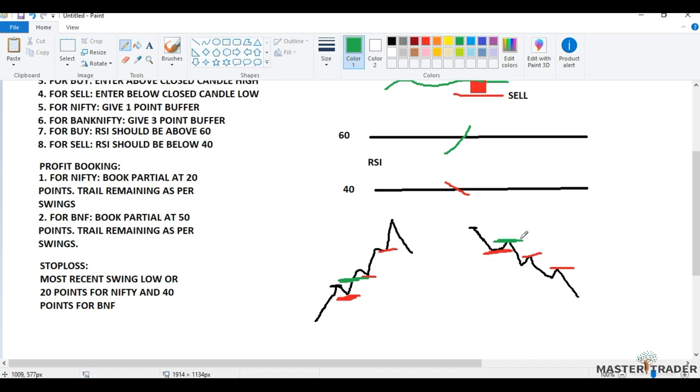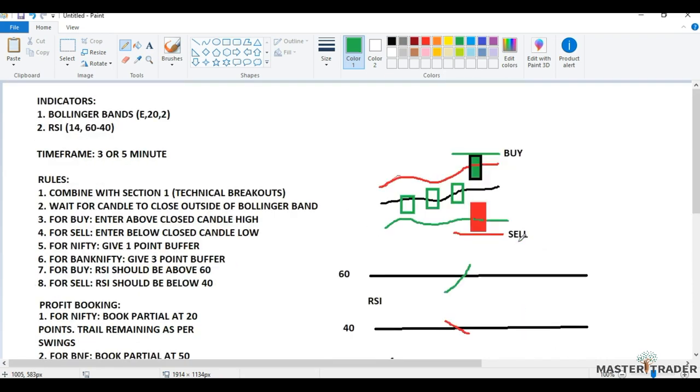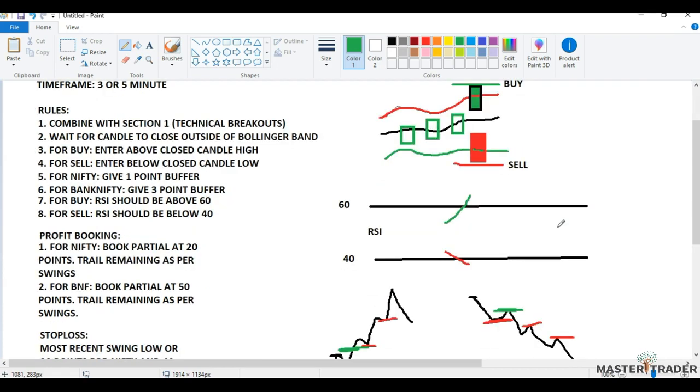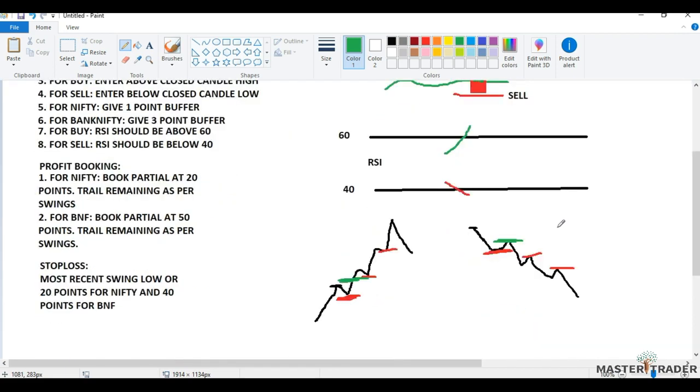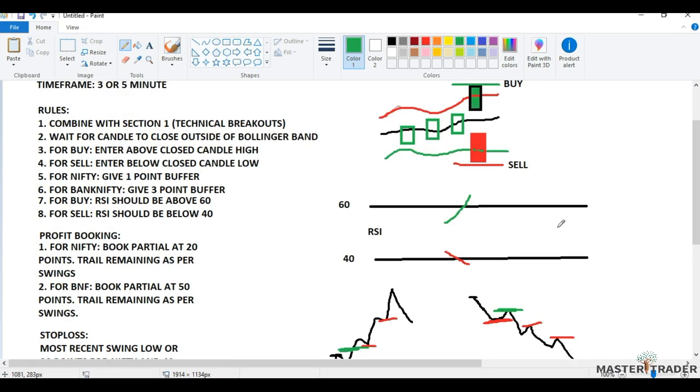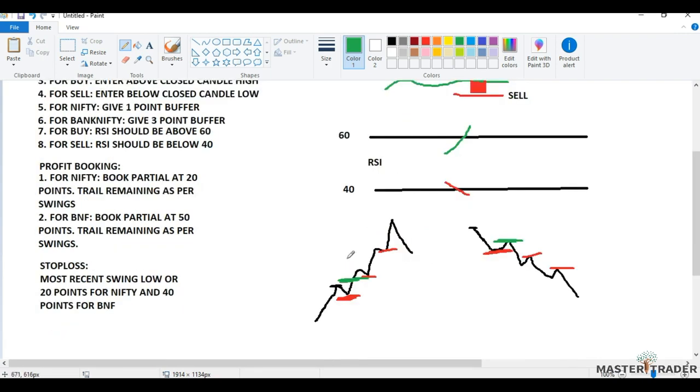Okay, so we've discussed the indicators, the time frame, the rules. How to enter, what our entry criteria is, our setup. Then we looked at profit booking, how to book profits, and how to manage our position for larger gains. Now guys, if 20 points is too less for you and you want to trail for higher targets, be my guest. If you're trading just one lot and you want to keep trailing as per your swing lows or swing highs, be my guest. I'm just saying for safety, it's always good to book some profits and then trail the remaining. Then we looked at our stop loss, where to keep our stop loss.